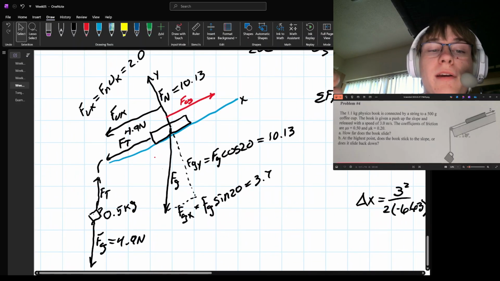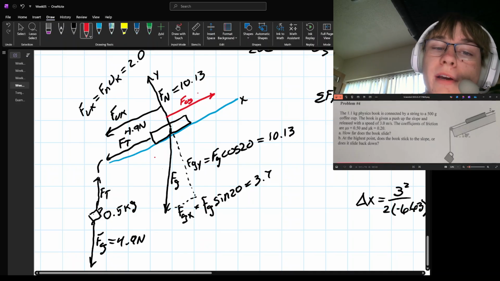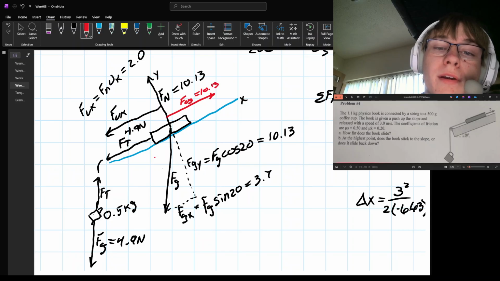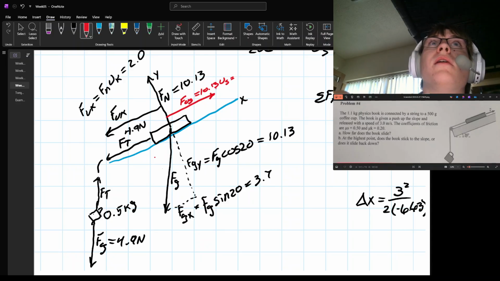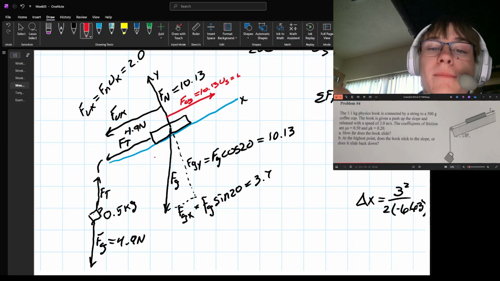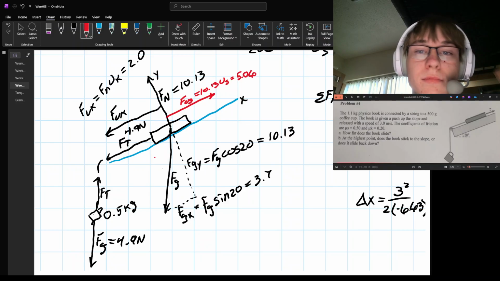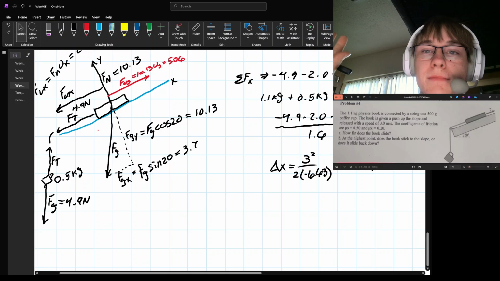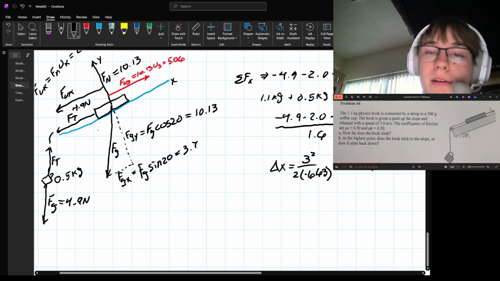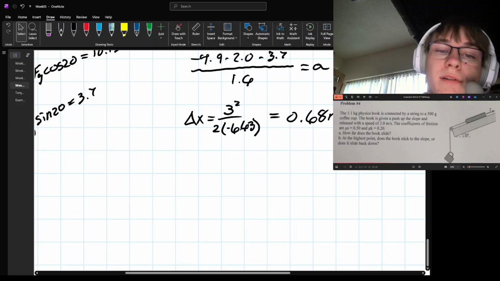Force u sub s we can calculate the same way as force u sub k. It's going to be equal to 10.13 times our u sub s, which is equal to, say, 5.06. So that's our force u sub s, and that's the only difference. We just gotta put that into our sum of forces equation.